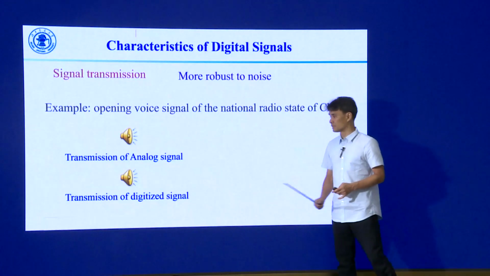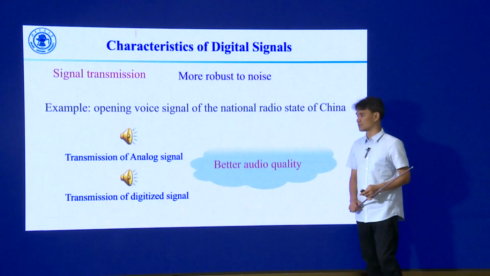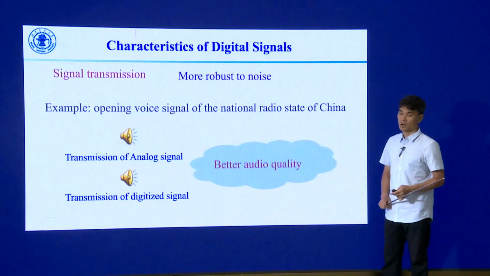Well, this will be the digitized signal. 中央人民广播电台新闻综合频率，中国之声。 We can hear clearly that the digital version has a much better audio quality.